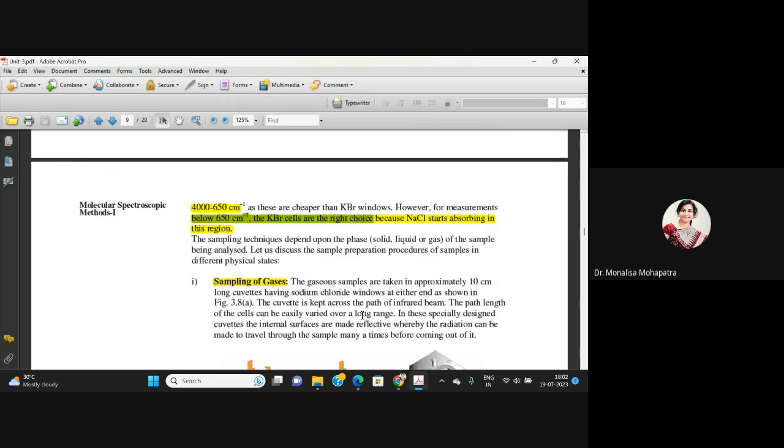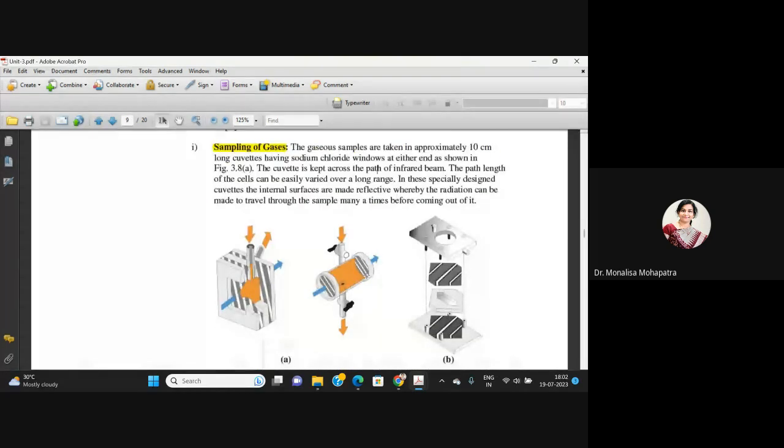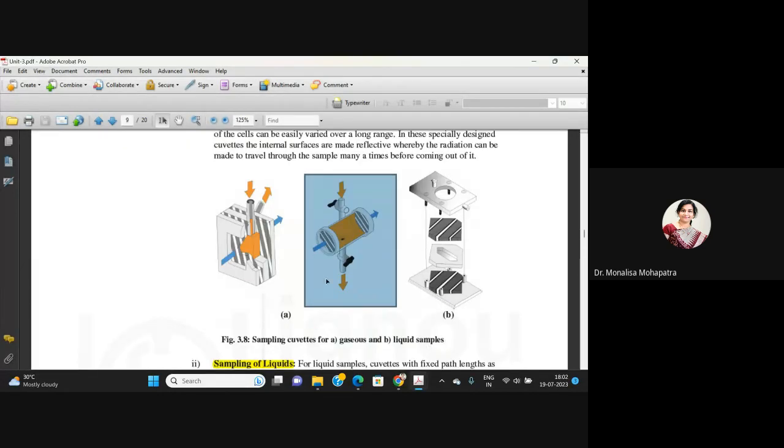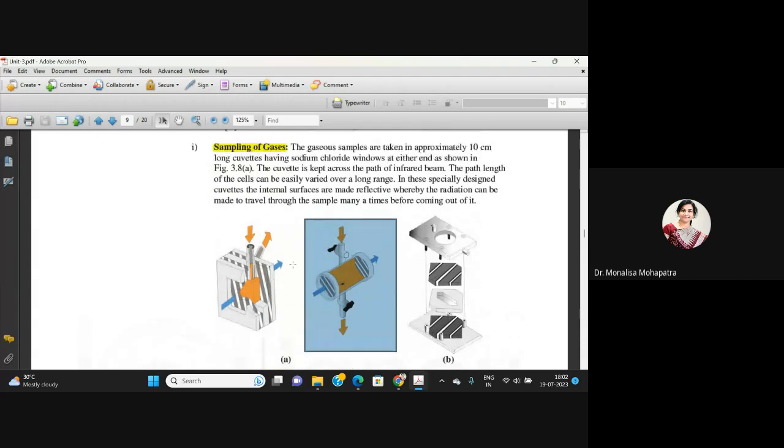Okay, so how does the sampling happen here? These are the sampling of gases. Here you can see this A compartment which I have mentioned in the figure, that is mostly used for gaseous samples. You can fill the gaseous samples inside, and at both ends there will be sodium chloride windows.